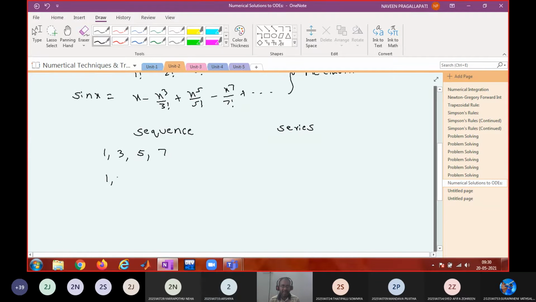And if I write like this, 1 3 5 7, like this, are these two same or different? Different, sir. This is called a finite sequence, and the second one is called an infinite sequence. You understand what is meant by finite sequence and infinite sequence, right? When there are a finite number of terms, it is called a finite sequence. When there are an infinite number of terms, it is called an infinite sequence.